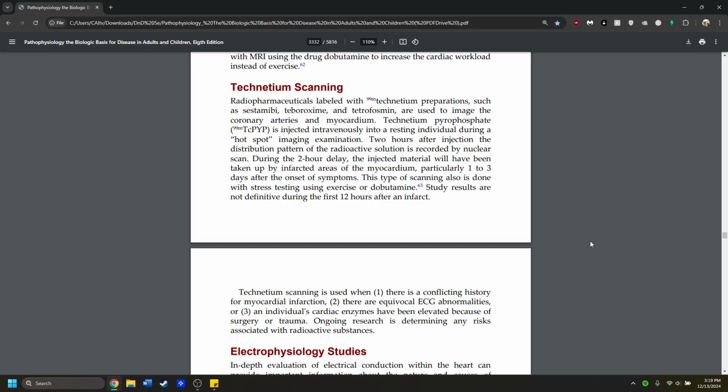This is particularly so 1 to 3 days after the onset of symptoms. This type of scanning also is done with stress testing using exercise and dobutamine. Study results are not definitive during the 12 hours after an infarct.